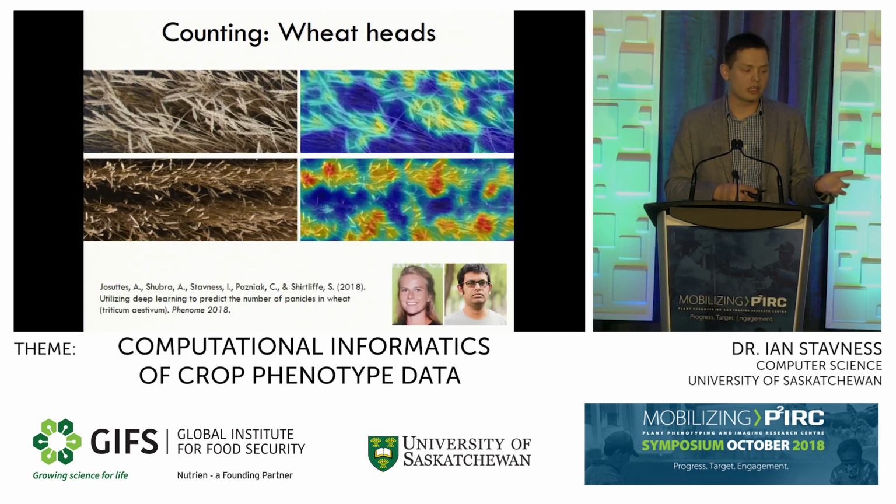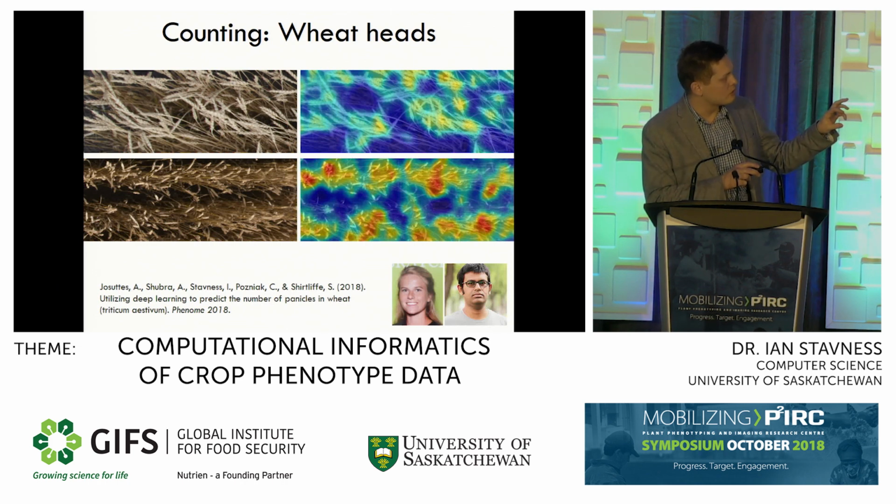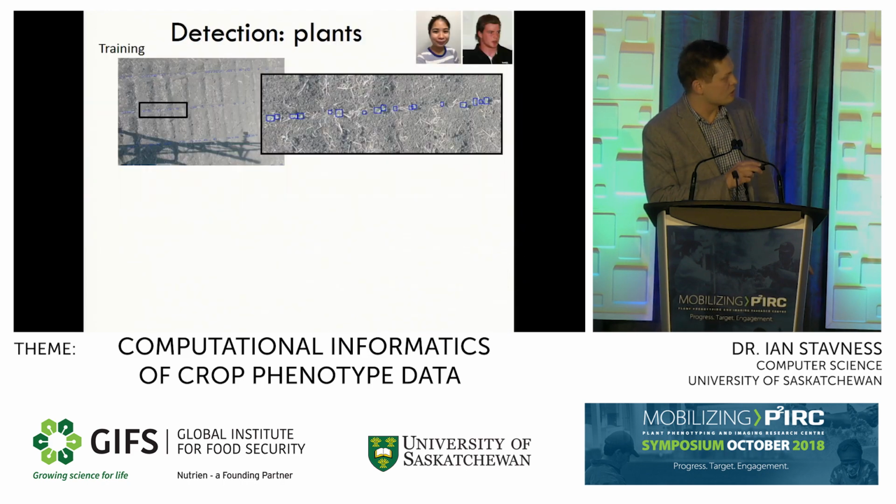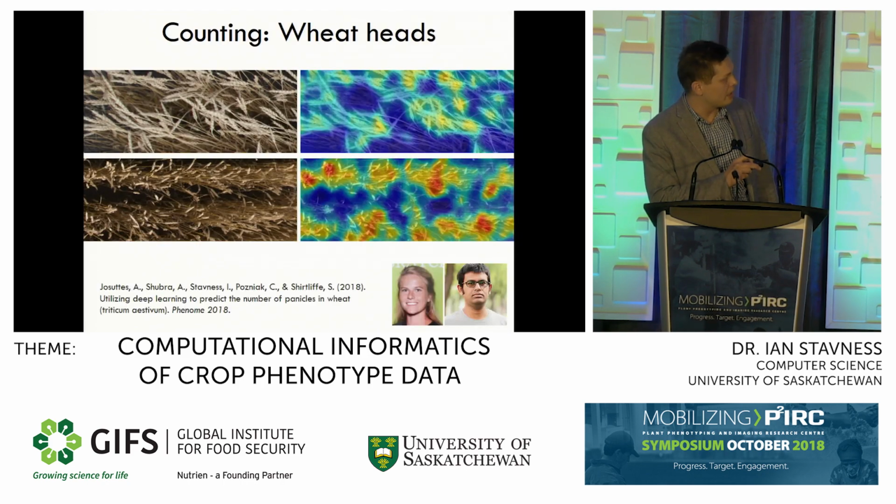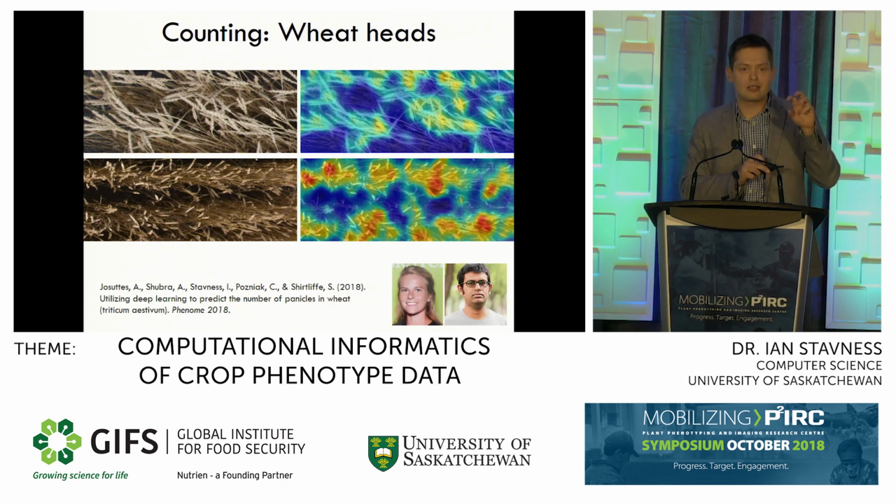We've also started working on counting wheat heads. Again, this is more challenging because the pictures are quite busy and the background is quite busy. So we're trying to use approaches that better localize where the wheat heads are. You can see these are pictures of wheat heads, and then the heat map shows the regions that the neural network is focusing on in the image to count those as wheat heads. The red spots are the places that are being focused on, and those do seem to be regions where the wheat heads exist.